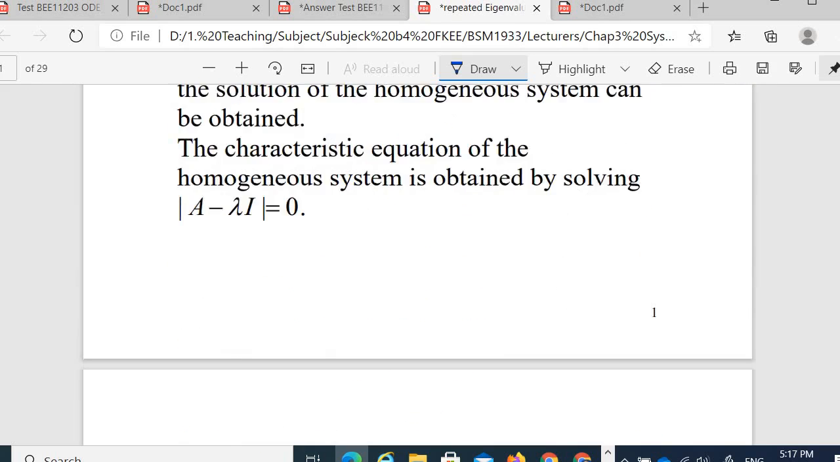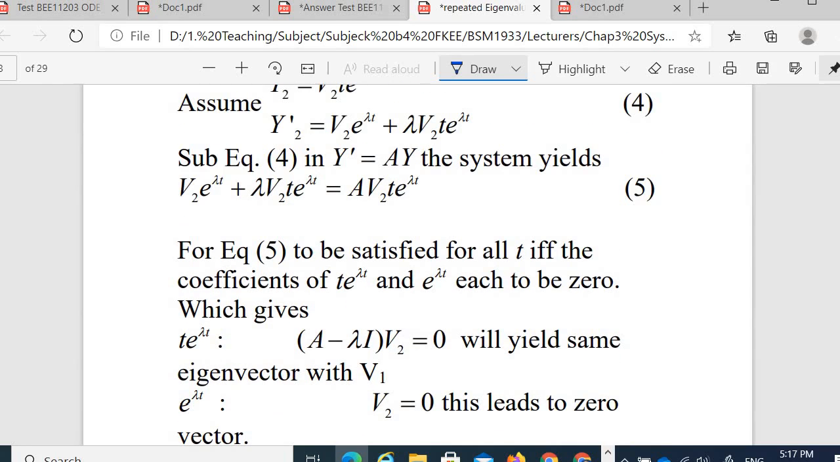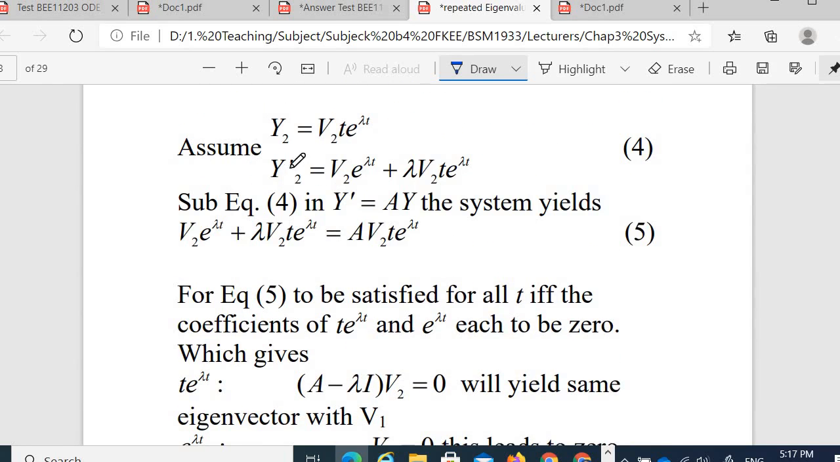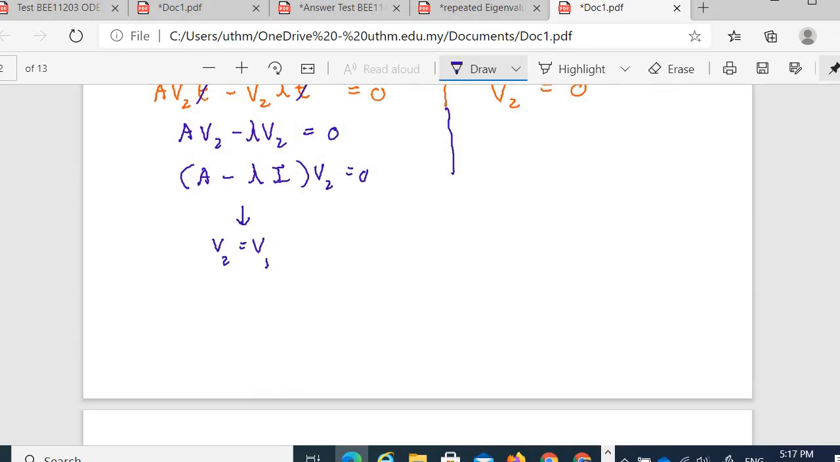And then what we are going to do, we assume in the correct way. I'm going to show you. The correct way is to assume y is v1 multiplied by t exponent lambda t plus v2 exponent lambda t.